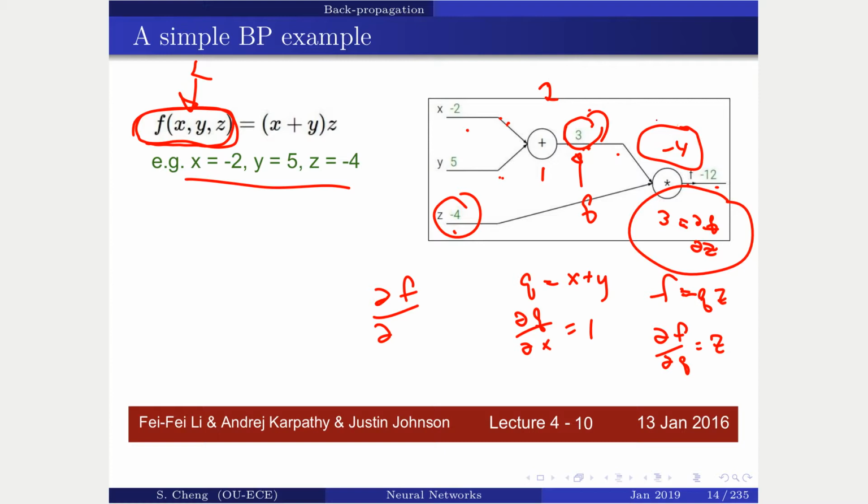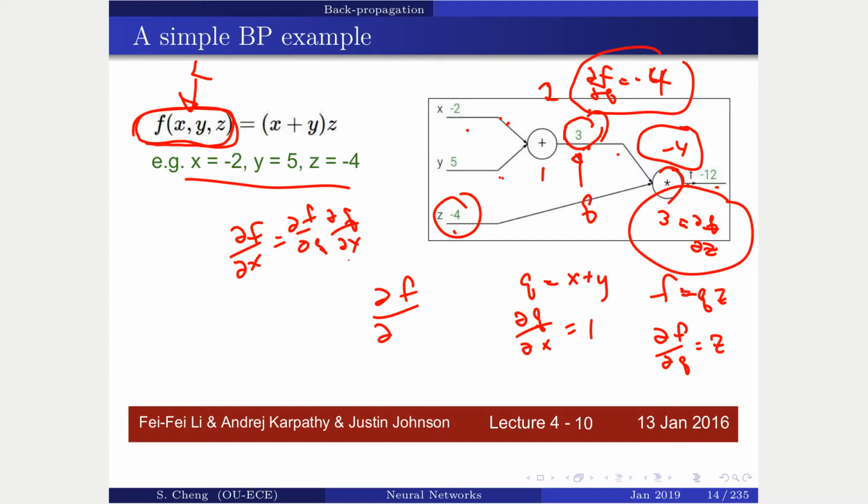And then, okay, right? We have -4. So partial F, partial Q is -4. Now, partial F, partial X will be equal to partial F, partial Q times partial Q, partial X, right? And partial F, partial Q, we just got it. We propagated it from the earlier ReLU one.